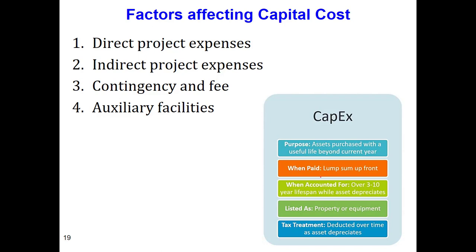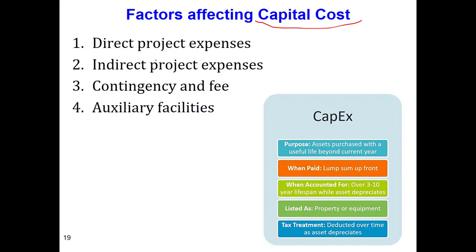Factors that are affecting the capital cost. Capital cost means the total cost of construction of the plant or equipment. So we consider we have different types of expenses that we usually categorize into this list that you can see here.